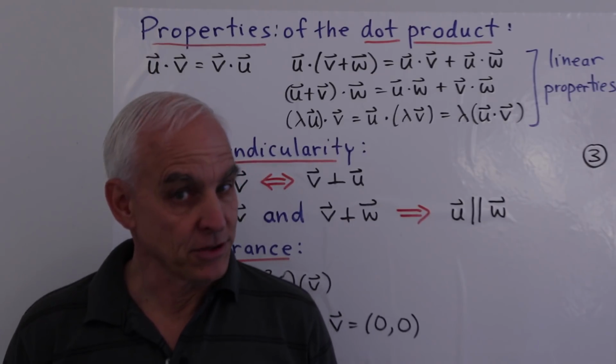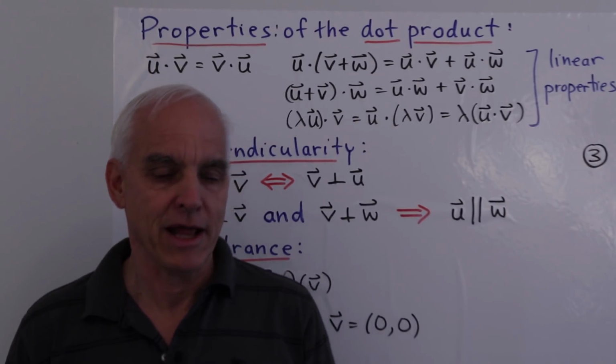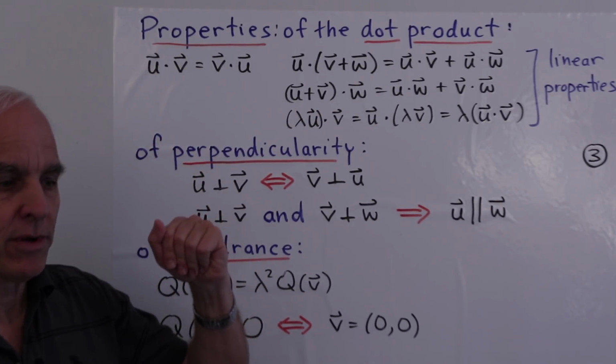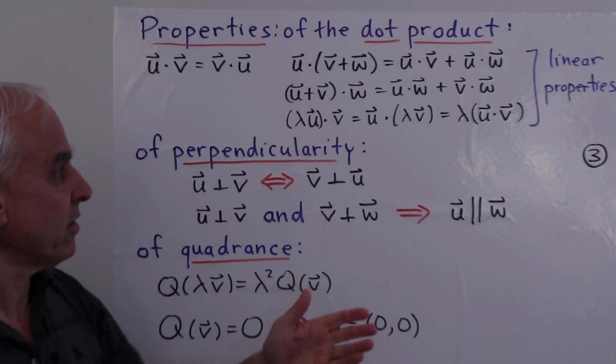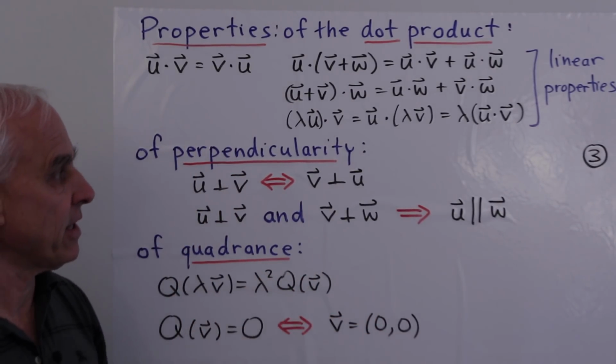So hopefully you've learned about the dot product in a linear algebra course. If not, you can have a look at my Wild Linear Algebra series. But here are some of the familiar, I hope, fundamental properties of the dot product. First of all, it's symmetric. If you interchange the order of the vectors, the number doesn't change.